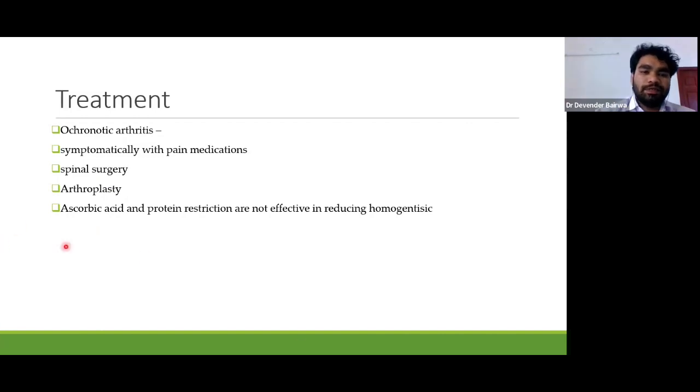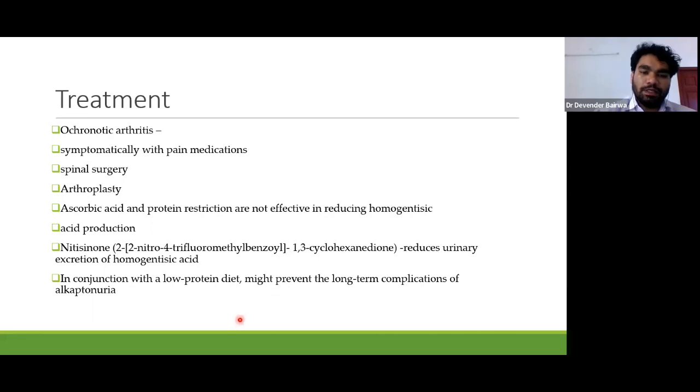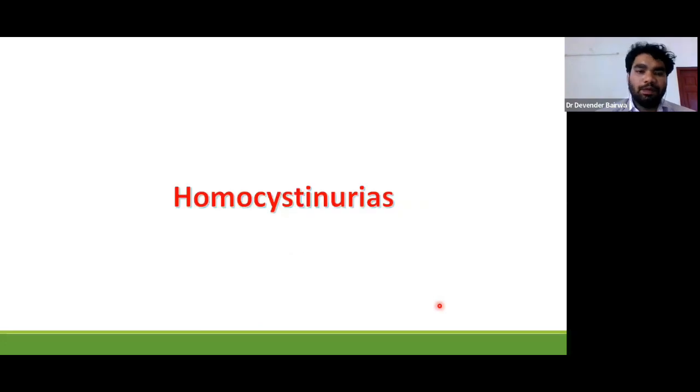And as we have seen in that figure, ascorbic acid can actually reduce formation of harmful end products, but ascorbic acid and protein restriction has not been found effective in reducing homogentisic acid levels. Nitisinone, this drug has been tried. It reduces urinary excretion of homogentisic acid, and it also prevents further tissue damage. This drug has been tried in the trial SONIA 1 in patients of Alkaptonuria, and it is found to be effective. In conjunction with a low protein diet, this drug might prevent long-term complications of Alkaptonuria.